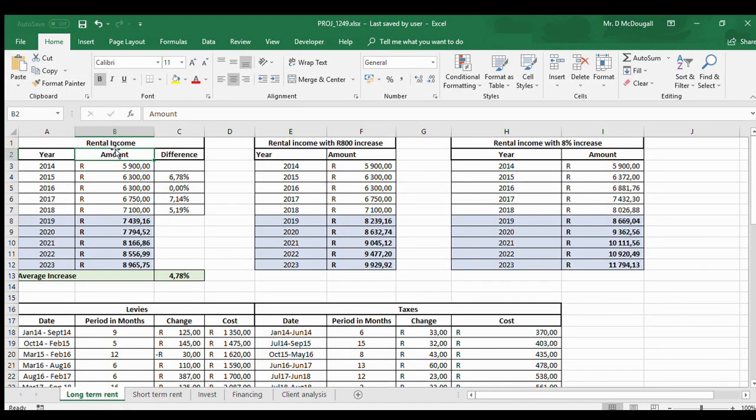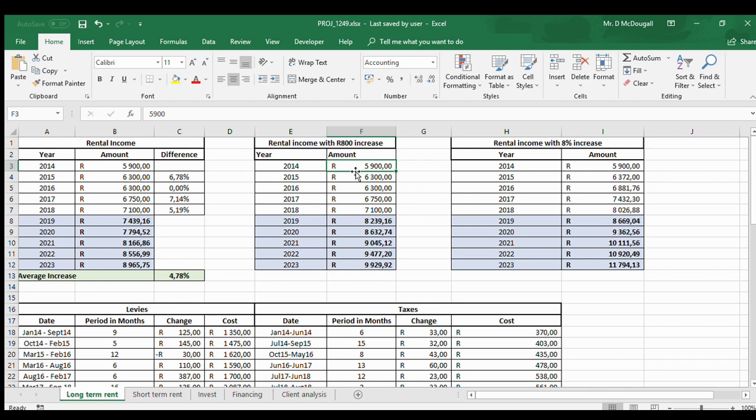The rental income of the long-term rent phase was investigated by using differences between consecutive values of the given data, and this was then converted into a percent. The percent differences were averaged, and this average percent was used to calculate the future value as input to the FV function for the consecutive years of the rental income. Rental income with an 800 Rand increase was also investigated, because of the option of adding flooring to the apartment for 35,000 Rand.